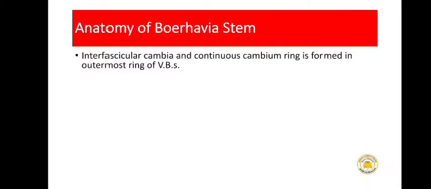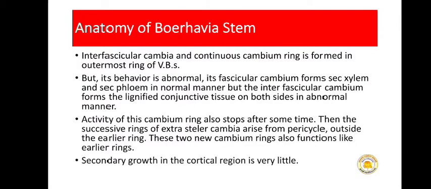Before actual demonstration, let's try to understand anatomy of Boerhavia stem. The primary structure of Boerhavia stem does not show normal secondary growth. Activity of the cambium is not normal. It forms 3 rings of vascular bundles. The innermost ring contains 2 vascular bundles facing towards each other. Middle ring contains medium-sized vascular bundles, and the outermost ring contains smallest size vascular bundles.